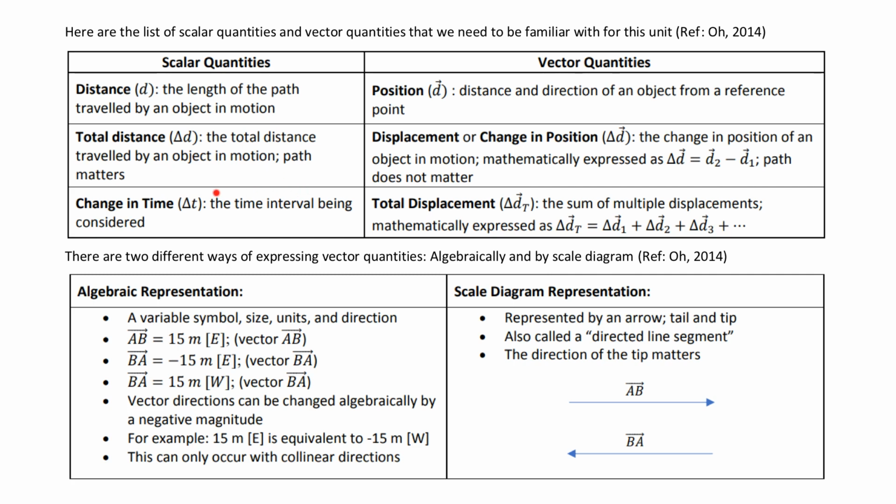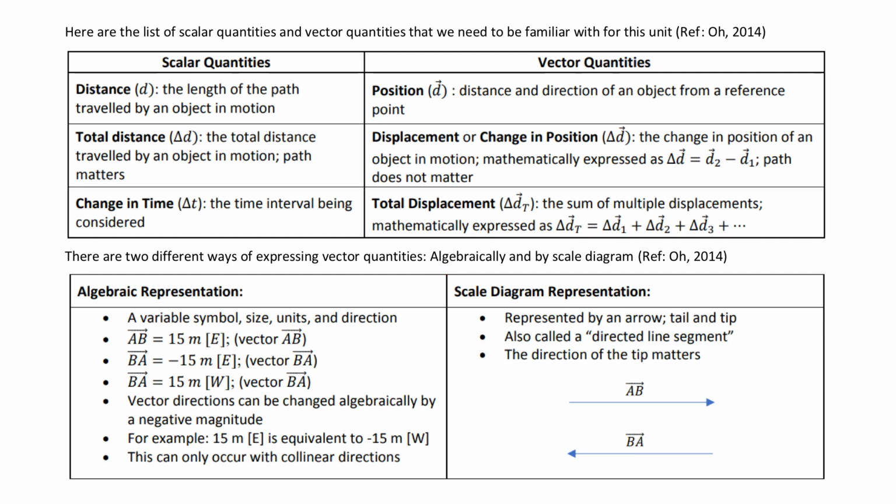Total distance is the total distance traveled by an object in motion, and the path here does matter. So if you go back and forth and back and forth, we add up all those distances. Whereas displacement is the change in position. So for example, if you were right here and you moved in here and came back, the change in your position is 0. You moved, but you haven't changed your position.